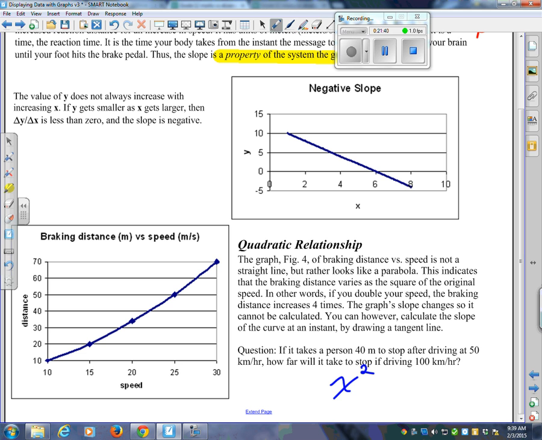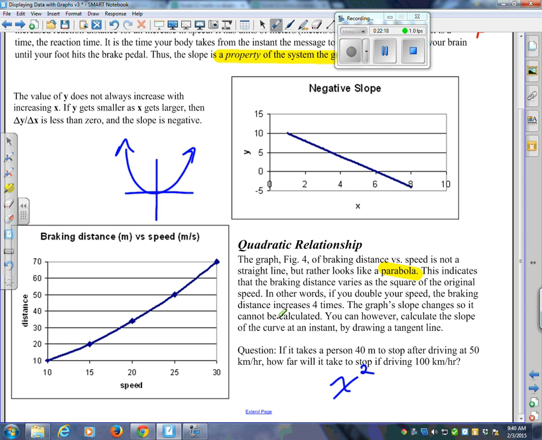Okay, the graph, figure 4, braking distance versus speed, is not a straight line, but rather looks like a parabola. You probably heard that word too, Matt, right? Parabola, x squared. That was fun, right? Finding the zeros and all that. This indicates the braking distance varies as the square of the original speed. In other words, if you double your speed, the braking distance increases 4 times. How come it's 4 times? Because it's 2 squared.